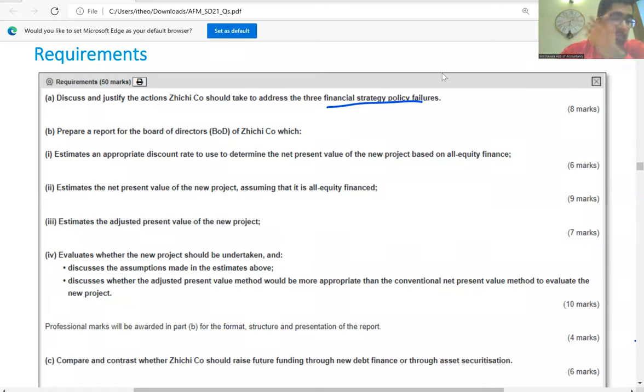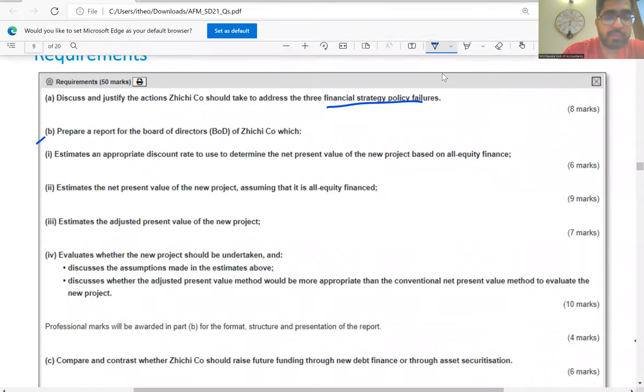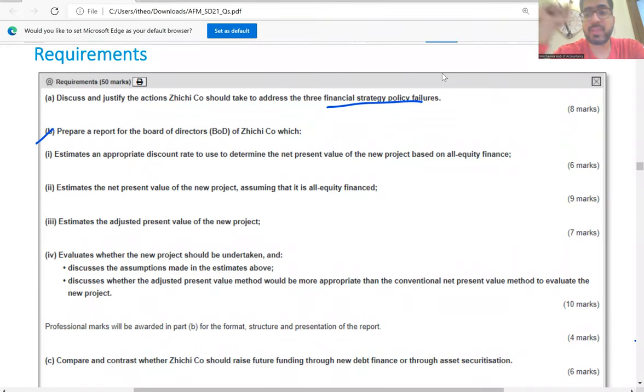For the second part, we needed to prepare a report to the board of directors. Now, remember, you need to gain professional marks as well. Therefore, the report must have a standardized format: to, from, date, subject, introduction, remember? To: board of directors. From: if a post is mentioned, fine, otherwise leave it. Date: leave it, in DDMMYY format. Subject: ZHICHI project or diversification project, etc.